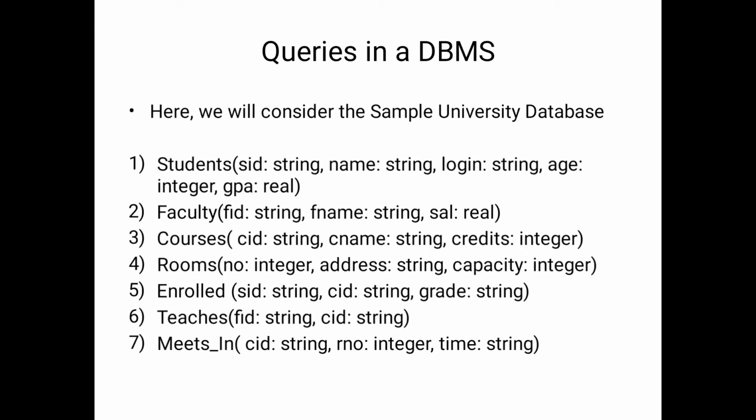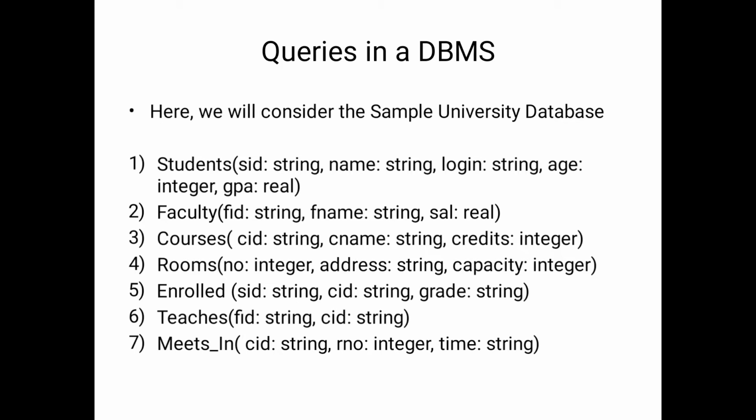The first table is the student table, the second is faculty, the third is courses, the fourth is rooms, the fifth is enrolled, the sixth is teachers, and the seventh is meets in, where the student and teachers meet. These are the seven different tables available in our university database.